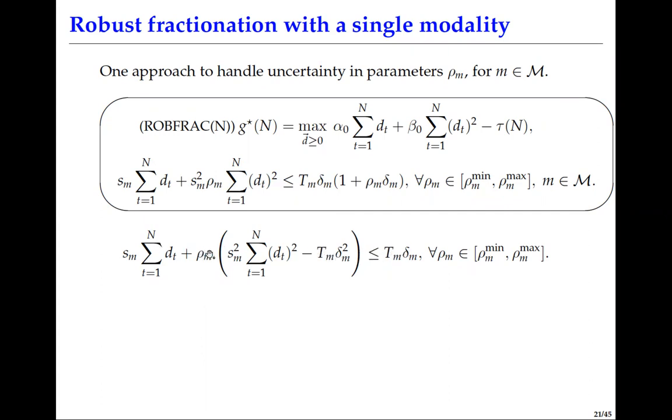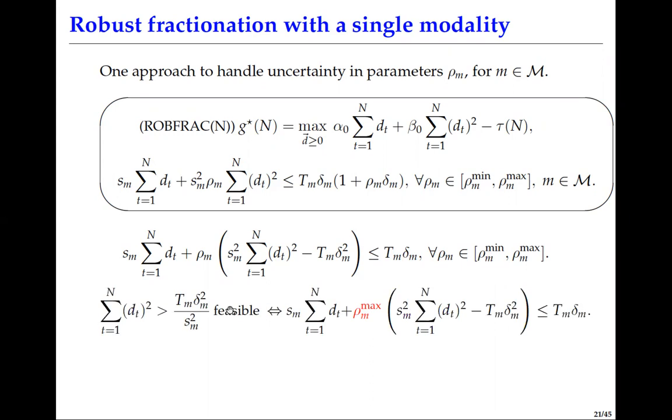So if I look at this constraint now, I want this constraint to be satisfied for all parameter values of rho m in that interval. So now you can see that if you are looking at this, then whether the expression here is positive versus whether it is negative is going to actually determine the bottleneck value of rho m.